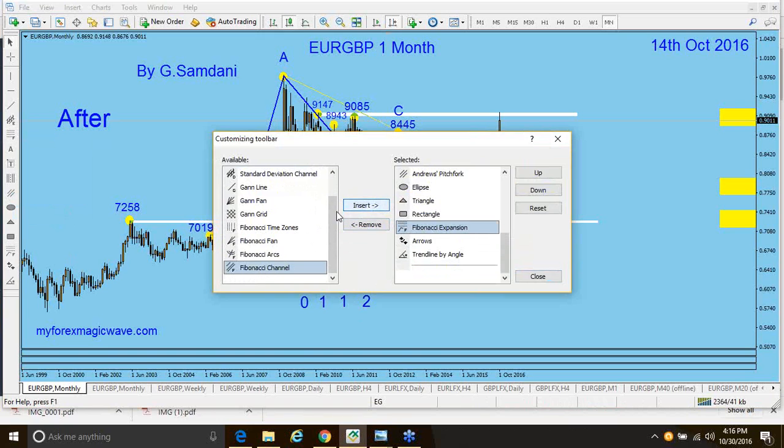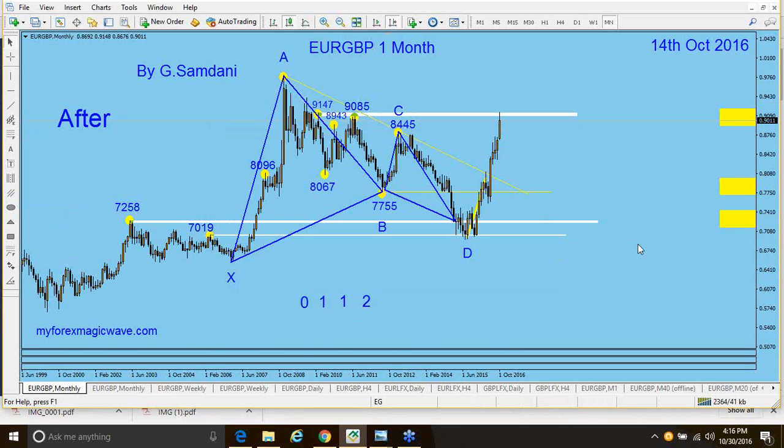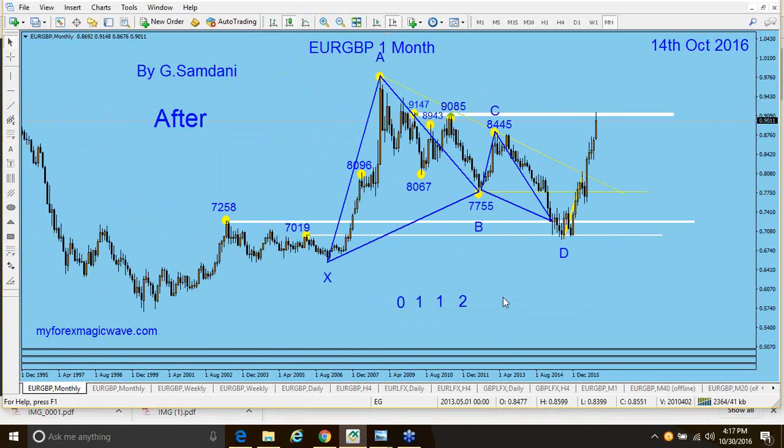But I want to add it, because this is a very important thing. It is called Fibonacci expansion, and you must have it. Now you bring it to this side, so you can see it here. This is for retracement. Once the move is done, it retraces itself, sometimes 38%, sometimes 50%, 61, 78, whatever. So this tool measures the retracement.